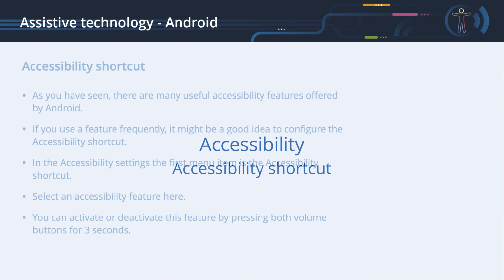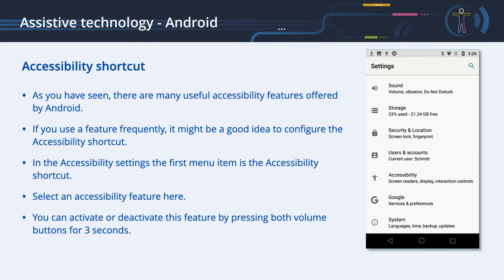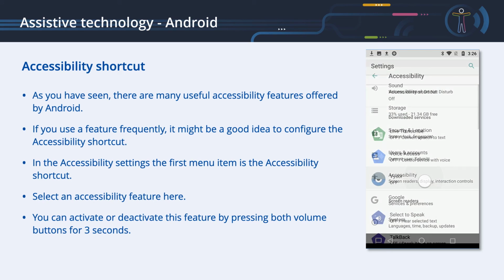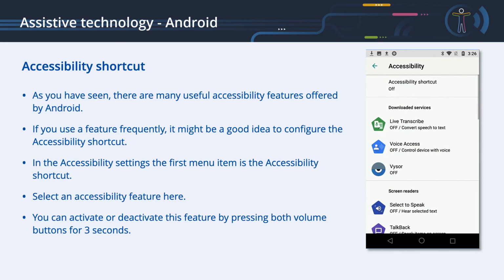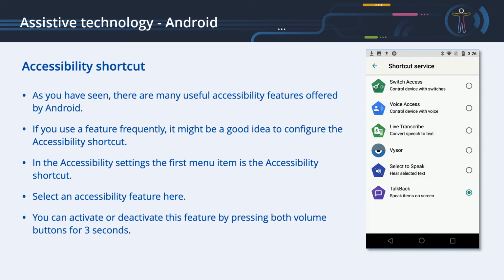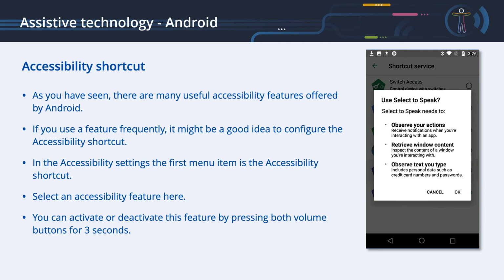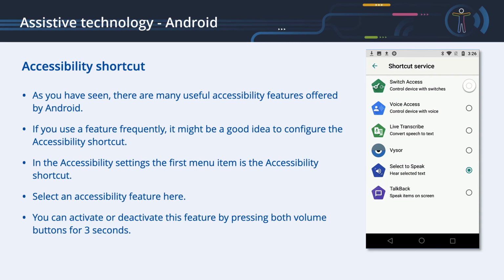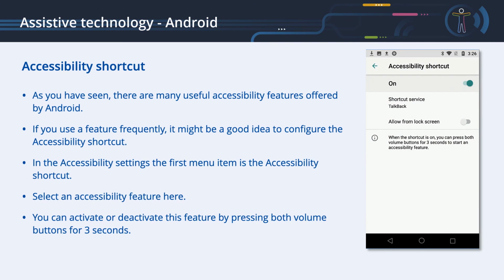Accessibility Shortcut. As you have seen, there are many useful accessibility features offered by Android. If you are using a feature frequently, it might be a good idea to configure the accessibility shortcut. In the Accessibility settings, the first menu item is the Accessibility shortcut. Select an accessibility feature here. You can activate or deactivate this feature by pressing both volume buttons for 3 seconds.